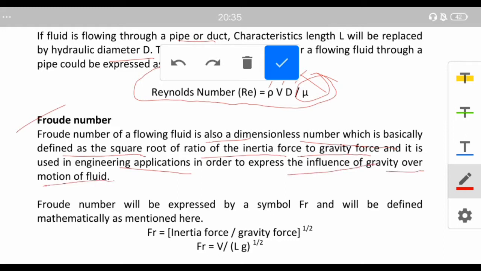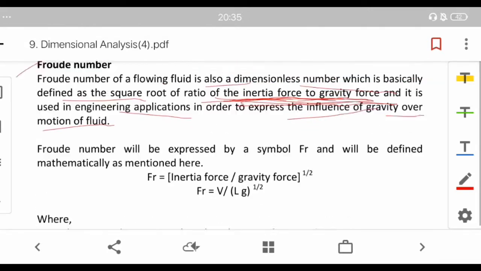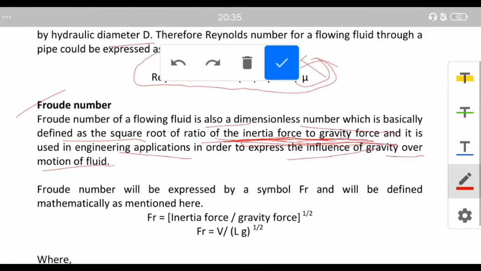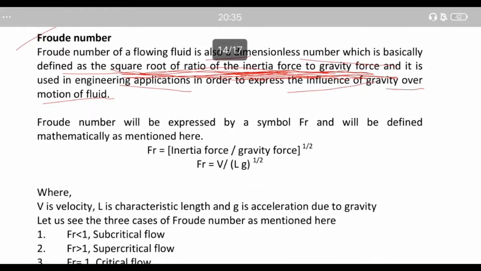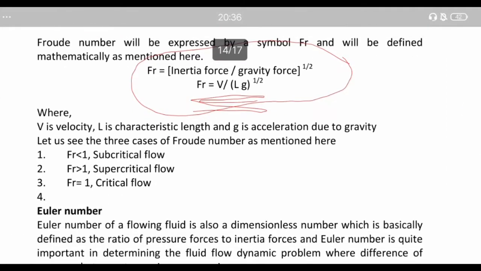So Froude number is basically a ratio of inertia force to that of the gravity force, and it is the square root of the ratio of the inertia force to that of the gravity force. So it is therefore given by Fr is equal to (inertia force by gravity force) to the power 1 by 2, that is Fr is equal to V upon square root of Lg or root gL.